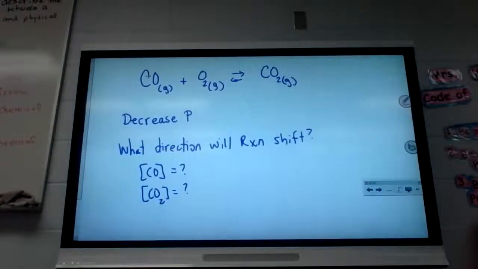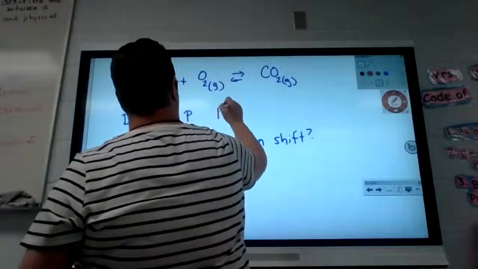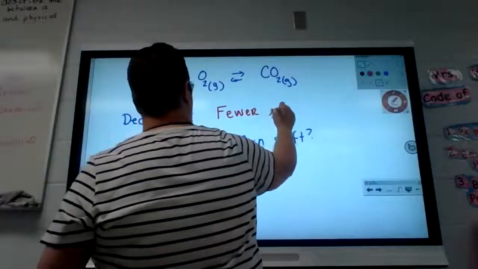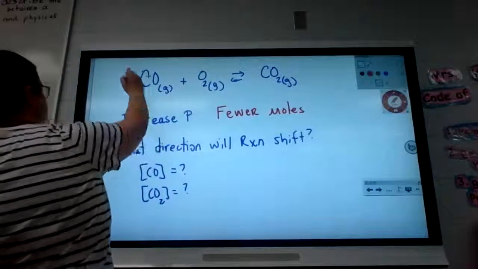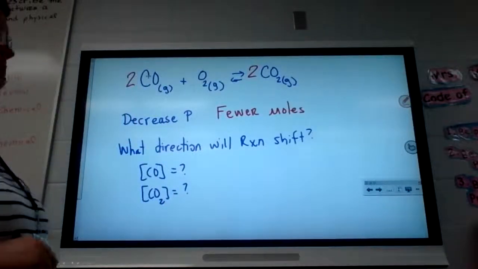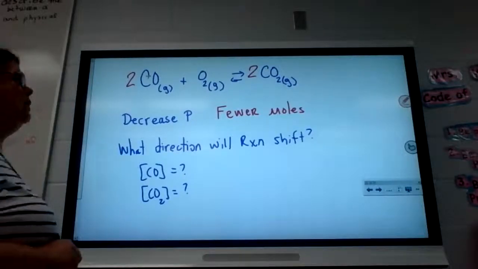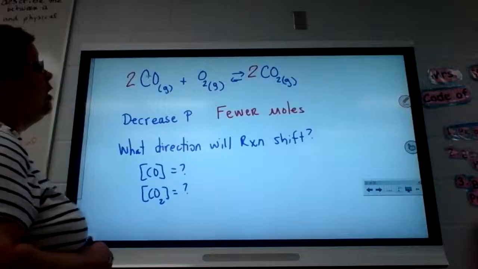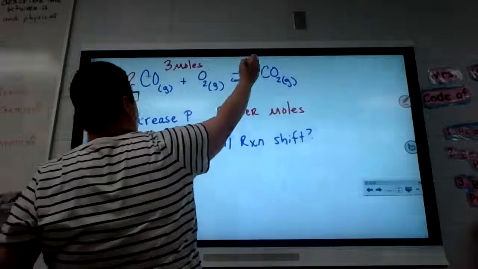Decrease pressure. All right, so what's the rule? Fewer moles. So what's the first thing I need to check? Is it balanced? No, it's not. You put a 2. If I was a betting woman, I would say it'll be balanced on the exam. So if you don't see coefficients, double check. When you look at it, how many moles are on the left? 3 moles. How many moles are on the right?